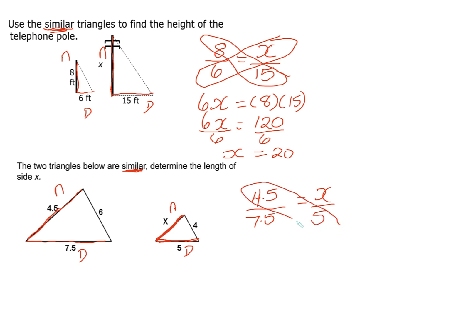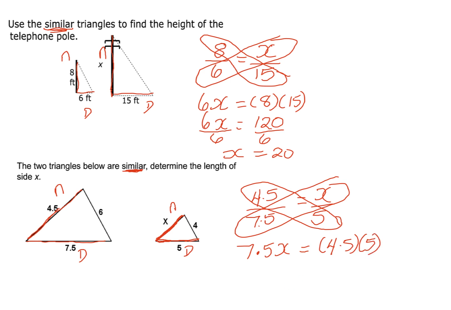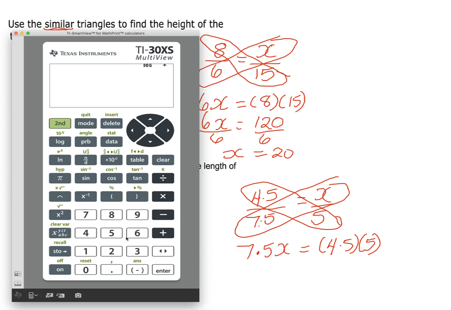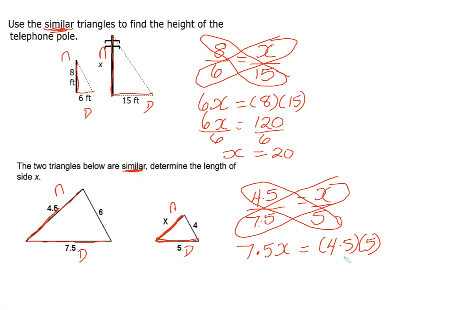And I'm going to cross multiply. I like my x on the left, so 7.5 times x is 7.5x equals, and then over here, I'm going to take 4.5 and times it by 5. I'm going to pull out my trusty calculator for this one. I have to find out what's 4.5 times 5, so let's multiply 4.5 times 5. That gives me a value of 22.5. So I have 7.5x equals 22.5. And solving for x, I'm going to divide both sides by 7.5.